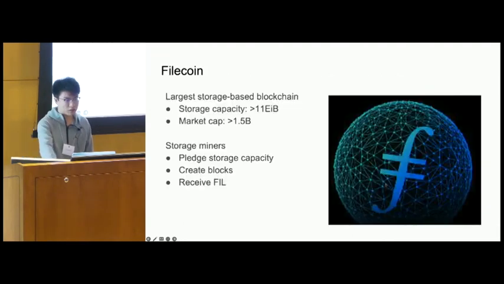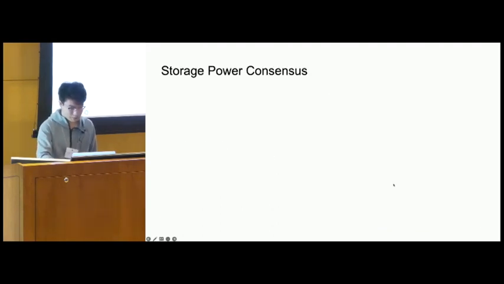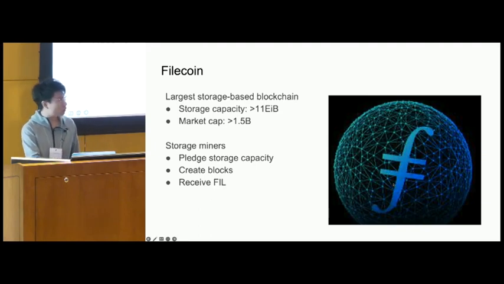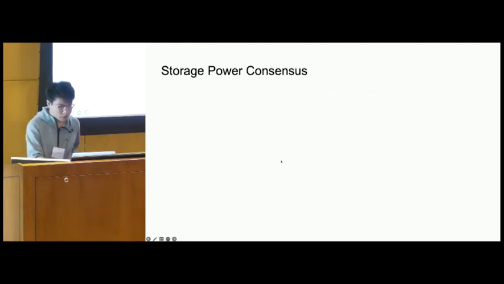Filecoin is currently the largest storage-based blockchain in terms of both storage capacity and market cap. In Filecoin, the storage miner gains the right to participate in the consensus protocol and propose Filecoin blocks by pledging their storage capacity in the Filecoin blockchain. Whenever their blocks are included on chain, the miners are in return compensated with the underlying cryptocurrency Filecoin. Filecoin uses the so-called storage power consensus, which mainly consists of two components.